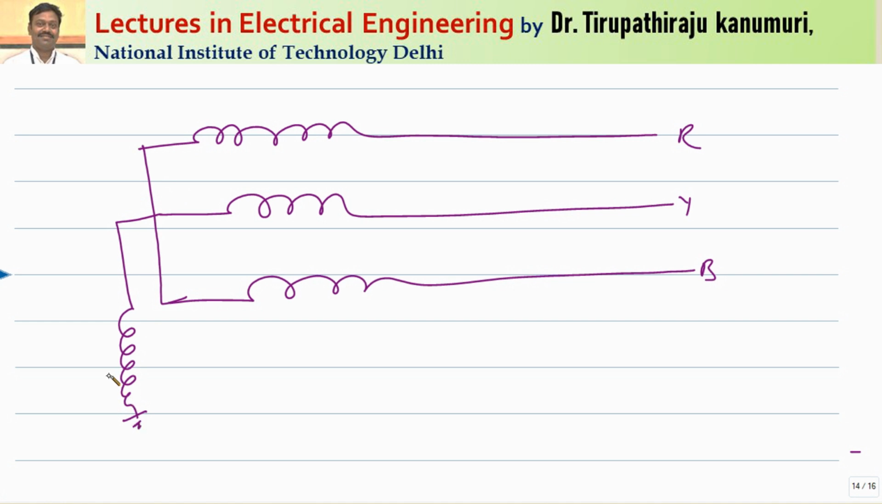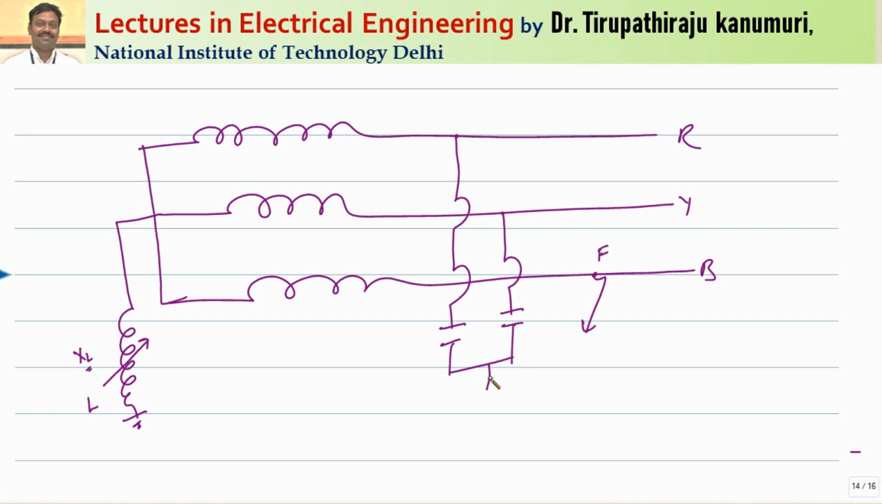That means the reactor is a variable reactor which can be varied, by which we can control the value of inductance, or the value of inductive reactance of this coil. Let us assume the capacitance between R phase and ground is represented by this one. This is my capacitance between R phase and ground, and the capacitance between Y phase and ground. These are the two capacitors, and let us assume the fault has happened in the B phase.